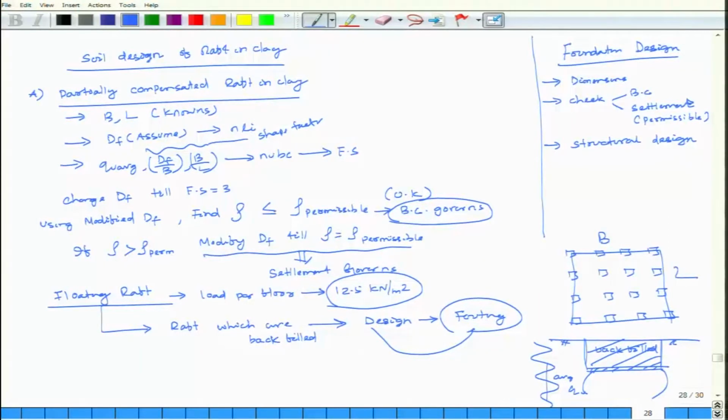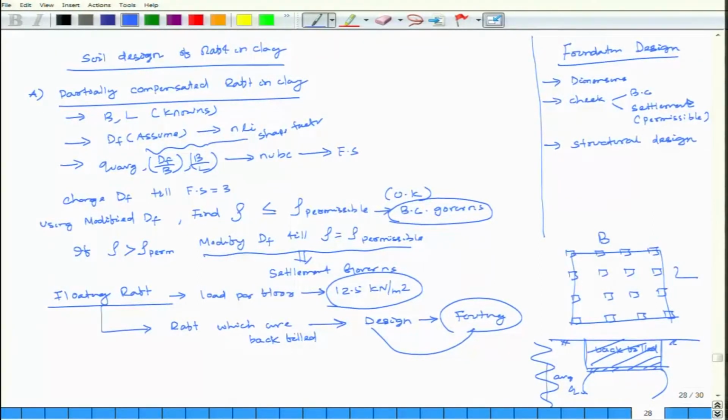For example, after satisfying your bearing capacity, if the calculated settlement is greater than the permissible settlement, then you have to again modify your depth of the foundation till you get rho equal to rho permissible. In that case, where rho is greater than rho permissible, we can say it is the case where settlement governs, particularly for raft foundations.